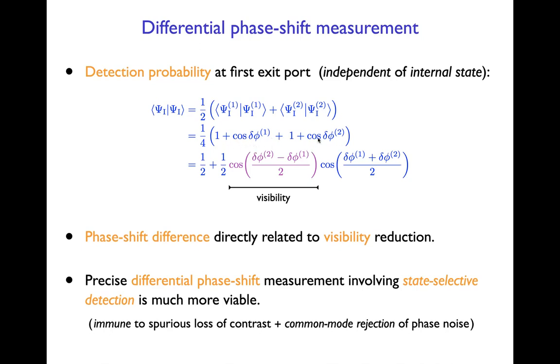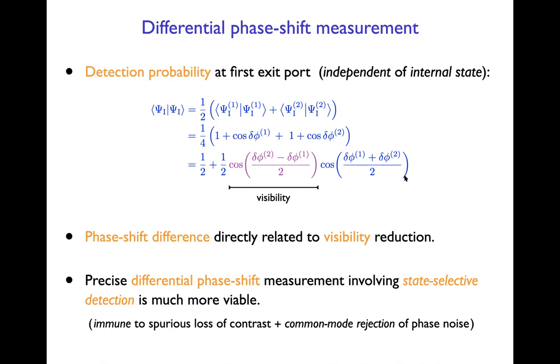Then you can use this simple trigonometric expression for the sum of the cosines and rewrite it like that. And you see that you have a product of two things, one which is the mean of the phase shift for the two different internal states, but crucially this factor here that depends on the cosine of the difference between the phase shifts for the two internal states. And in fact, if you substitute the numbers, you can see that this is exactly the same quantity that gives rise to the loss of visibility that we saw earlier.